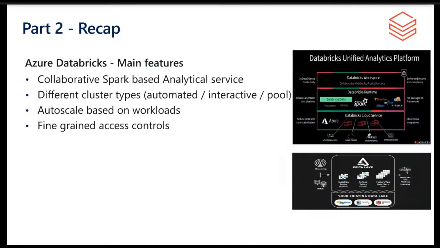In the last one, we covered Apache Spark capabilities using the Azure Databricks service, which is a collaborative Spark-based analytics service. We looked at the different types of clusters that can be created. We also looked at auto scaling capabilities based on the workload and the fine-grained access controls that are provided as part of the Databricks service.